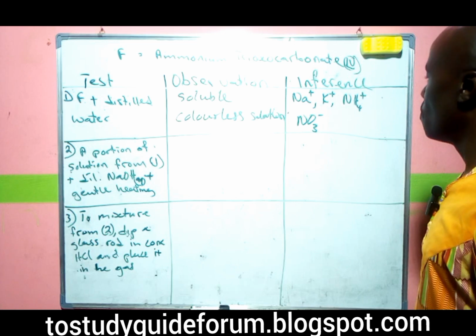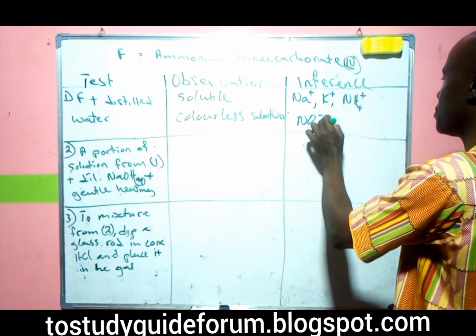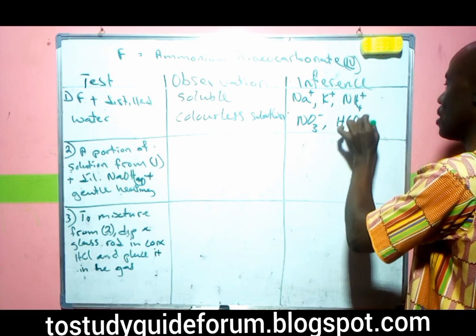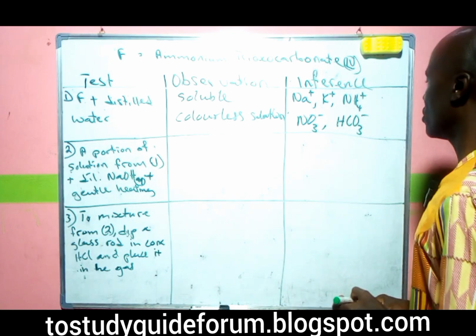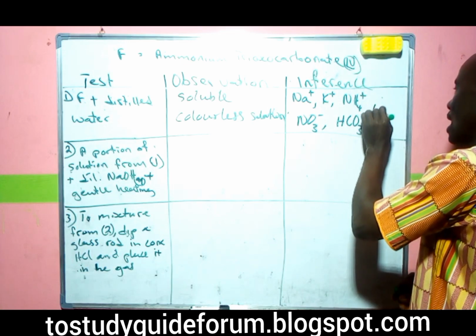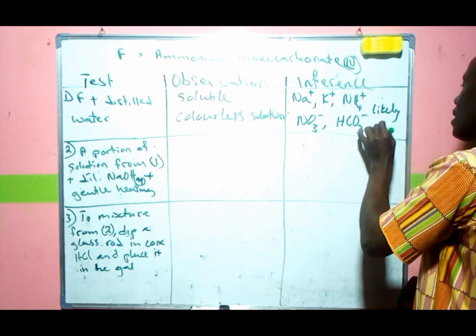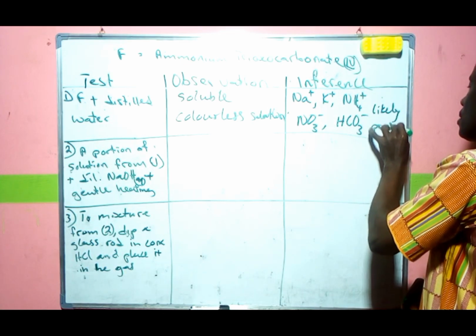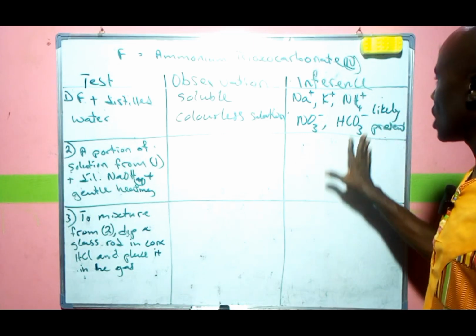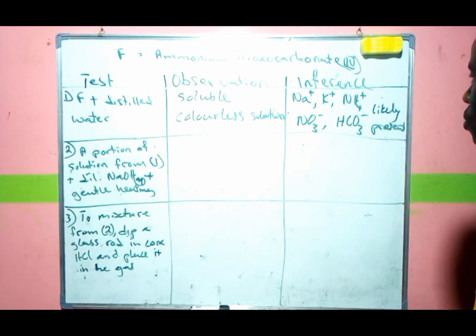And then you can also look at having hydrogen trioxocarbonate 4 ion too, which is also likely present. All these ions are very soluble. All these ions listed here, they are all soluble.